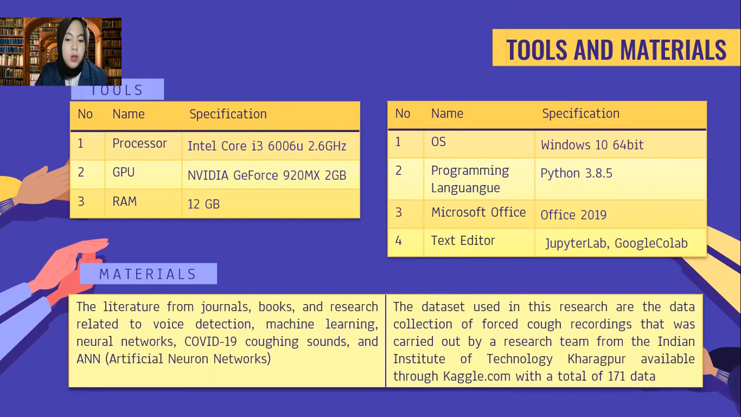And the materials, first, is the literature from journals, books, research related to voice detection, machine learning, neural network, COVID-19, and of course, coughing sounds. And the data set that is used in this research is data collected, of course, cough recordings that was carried out by research team from Indian Institute of Technology, Kharagpur, that is available for public through Kaggle.com with a total of 170 data.